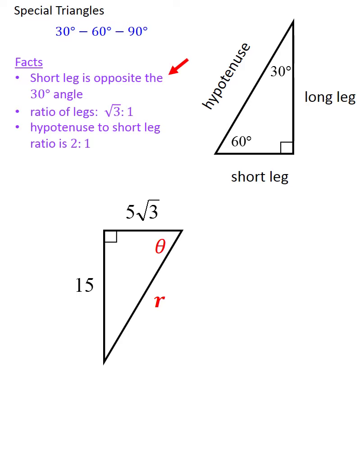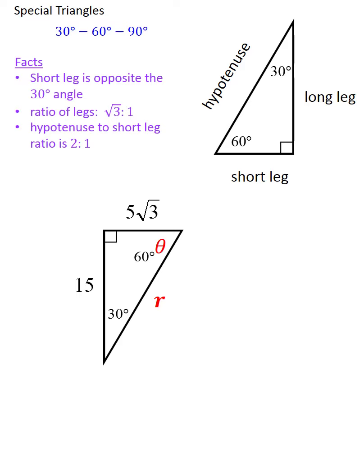Furthermore, the short leg is always opposite the 30. But 5 radical 3 is the short leg, and not only because it appears shorter, but if you worked out 5 radical 3, you would get about 8 or 9, clearly shorter than 15. That tells me the 30 has to be here, and therefore theta is 60.